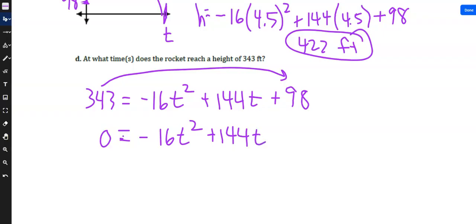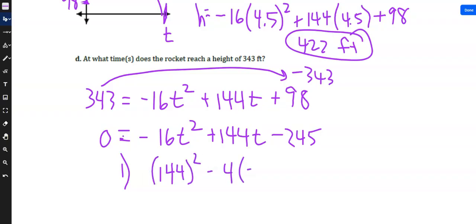So I got negative 245 when I brought that negative 343 over from that side. And so now I'm ready for step 1. B squared minus 4 times the A value times the C value, okay? So now, by the way, this number should not be negative, right? Because if it was negative, that would mean that the rocket never reached that height. But we already know it reaches that height because we calculated the maximum height to be, what was it?